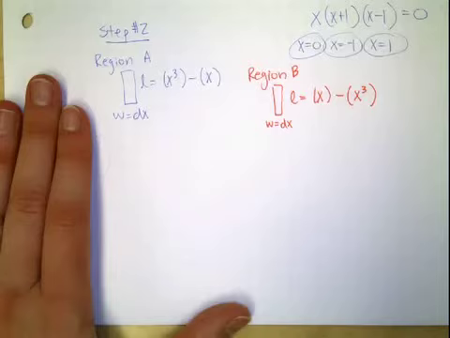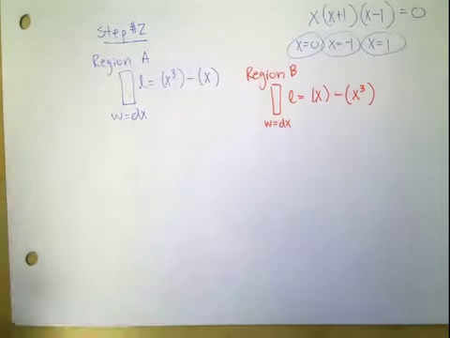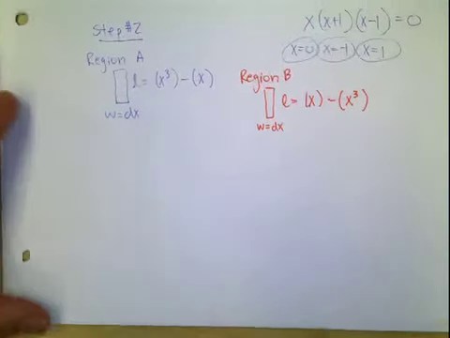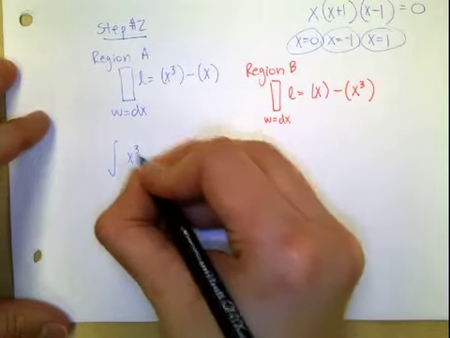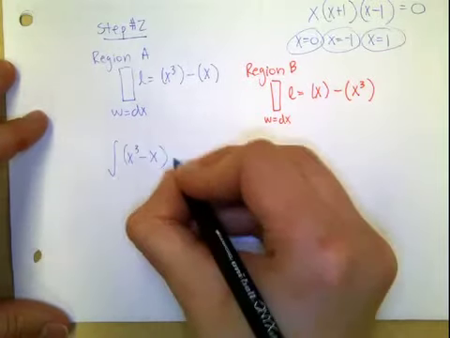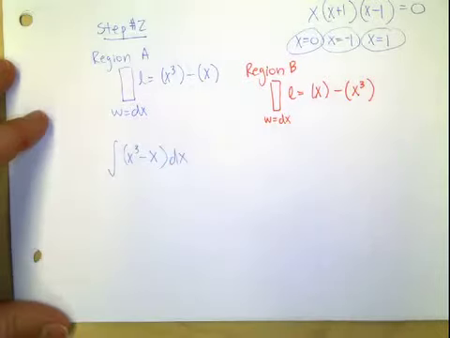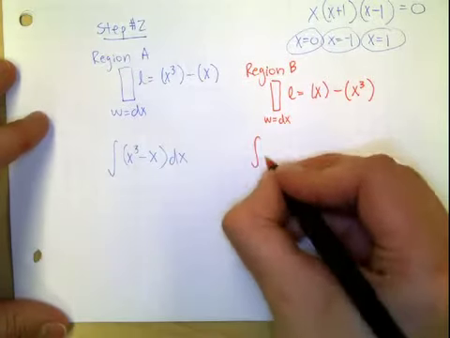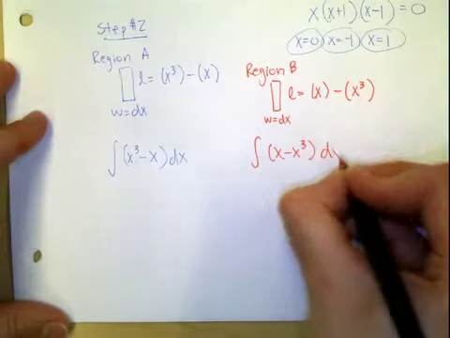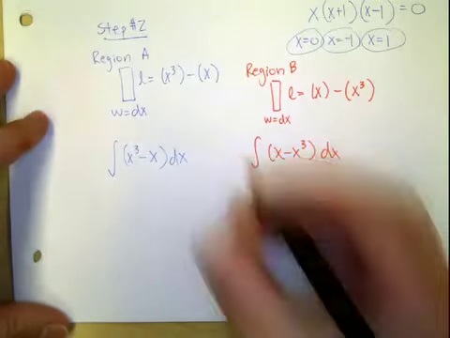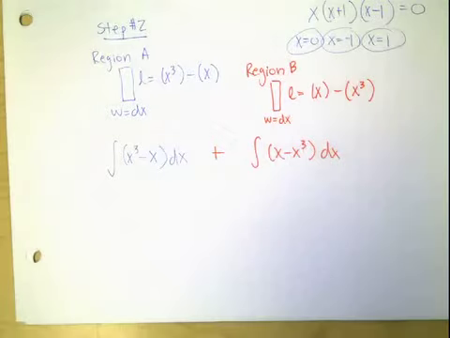So when we go to set up our integral, I don't really need the picture anymore. I'm going to have two integrals. I'm going to have the first integral with x cubed minus x times delta x. And I'm going to have the second integral with x minus x cubed delta x. And we're going to add their answers together, so I'm going to add these answers together for a total area.